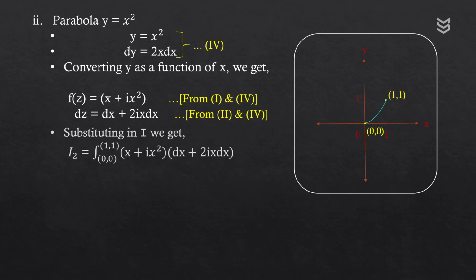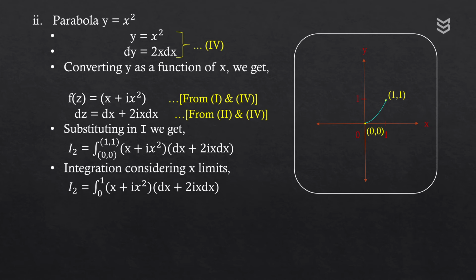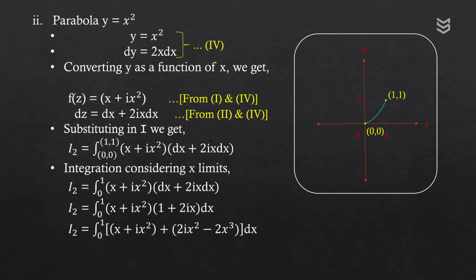In the fourth step, we substitute the converted values in I. In the last step, we consider the limits of the same variable. Here it is x, so we take the x limits 0 to 1, and then integrate further. We take dx common from the equation, and then multiplying the terms, we get I2 equals the integral from 0 to 1 of x plus ix squared, plus 2ix squared minus 2x cubed, into dx.